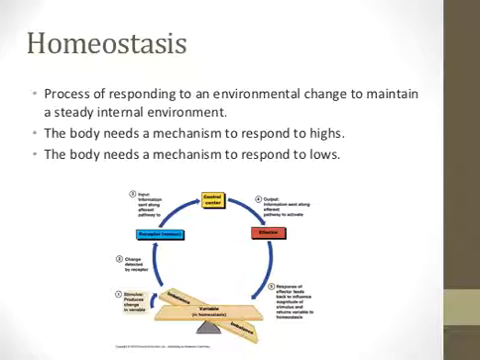degrees Fahrenheit. If the body encounters an environmental change, walking outside on a 100-degree day, then the body needs a mechanism to respond to this high temperature by sweating and dilating the blood vessels to increase heat loss. If the body encounters an environmental change walking into a cold 68-degree classroom, then the body needs a mechanism to respond to this change by shivering the muscles, raising the body hairs with goosebumps, and constricting the blood vessels to limit heat loss.